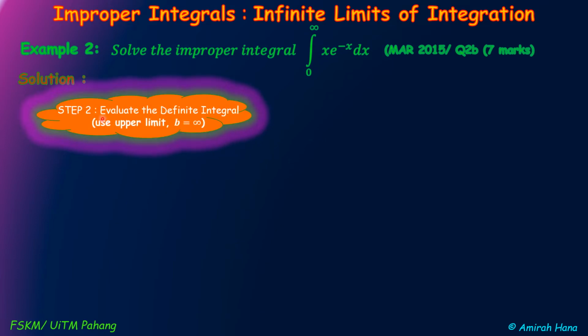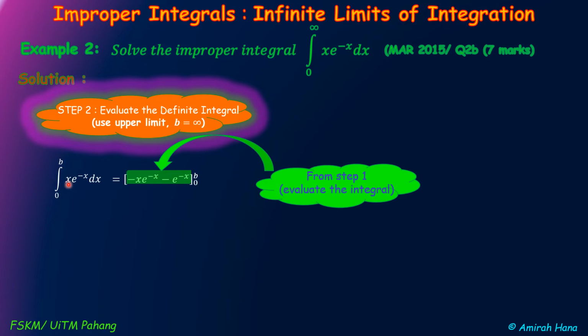Alright, now step 2, evaluate the definite integral. Use upper limit b equals infinity. So from the given question, we replace the upper limit infinity with a finite b, and then it equals x e to the power of negative x minus e to the power of negative x, from 0 to b.